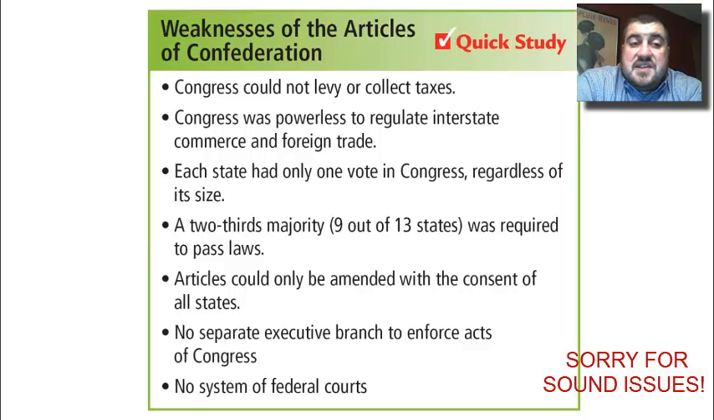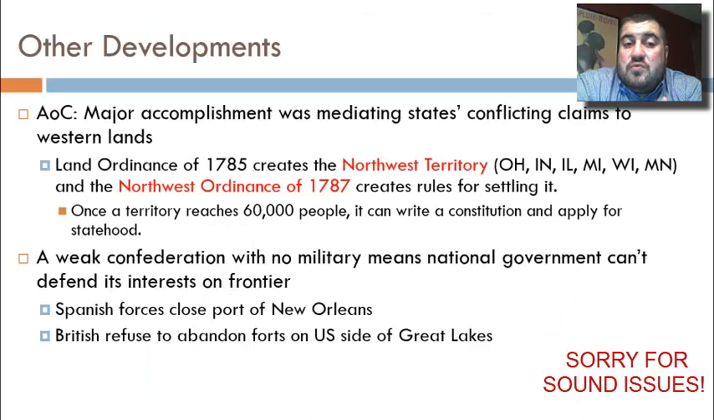One of the good things that the government did under the Articles was helping to mediate conflicts over the western lands that are now unclaimed but belong to the United States. The Land Ordinance of 1785 creates the Northwest Territory, which is our Ohio, Indiana, Illinois, Michigan, Wisconsin, and part of Minnesota. And the Northwest Ordinance of 1787 creates the rules for settling it.